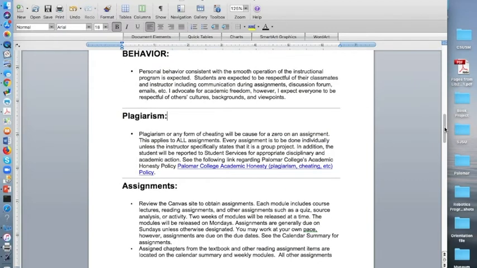Plagiarism will not be tolerated in this class. Plagiarism or any form of cheating will be cause for a 0 on an assignment. This applies to all assignments. Every assignment is to be done individually unless the instructor specifically states that it is a group project. In addition, the student will be reported to Student Services for appropriate disciplinary and academic action. And here is a link to Palomar College's academic honesty policy.